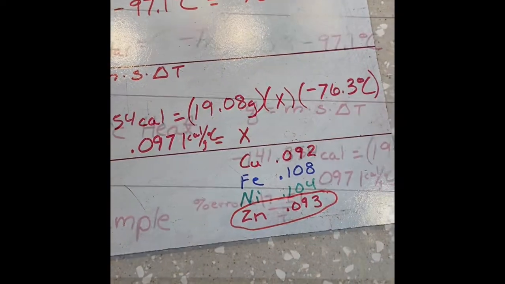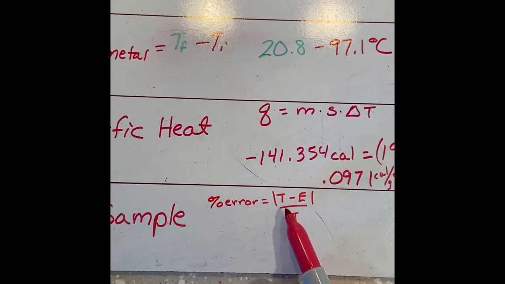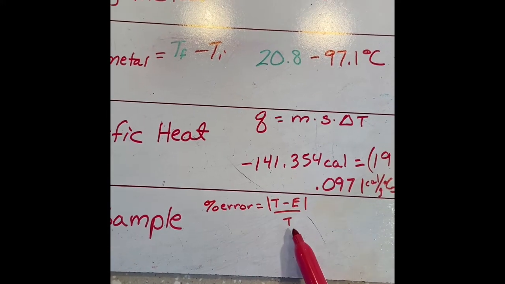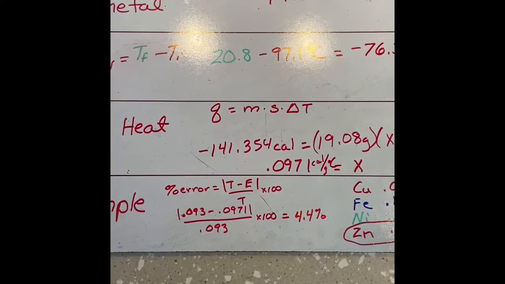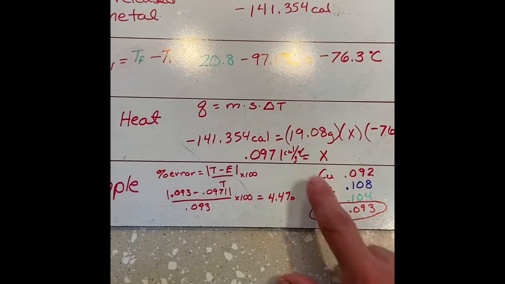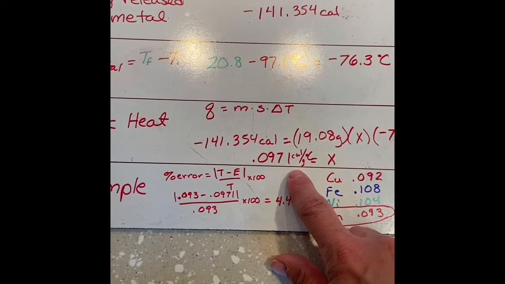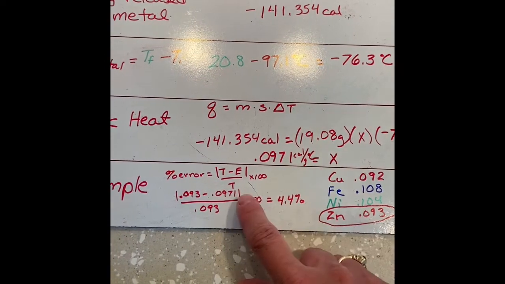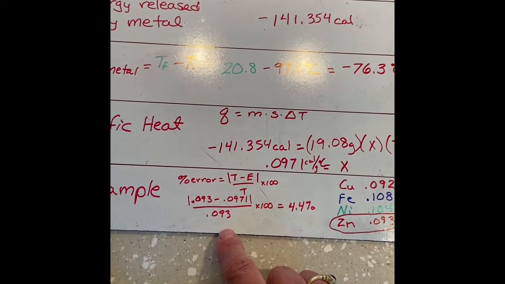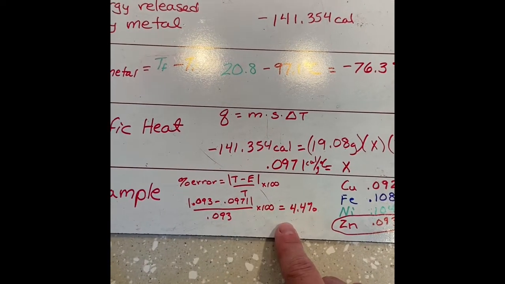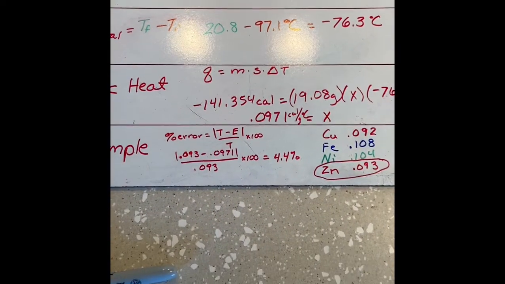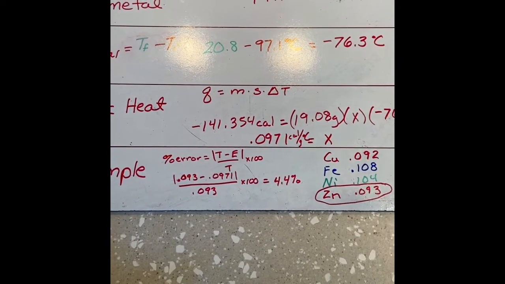So let's find the percent error. Percent error equals the true value minus the experimental value. Take the absolute value of that, divide it by the true. Plugging in our values, the true value of zinc, 0.093, our experimental value, 0.0971, take the absolute value of that, because that'll be negative, divide by 0.093, multiply by 100, we have a 4.4% error. For classroom cooking, chemistry experimenting, I'd say that's pretty good.